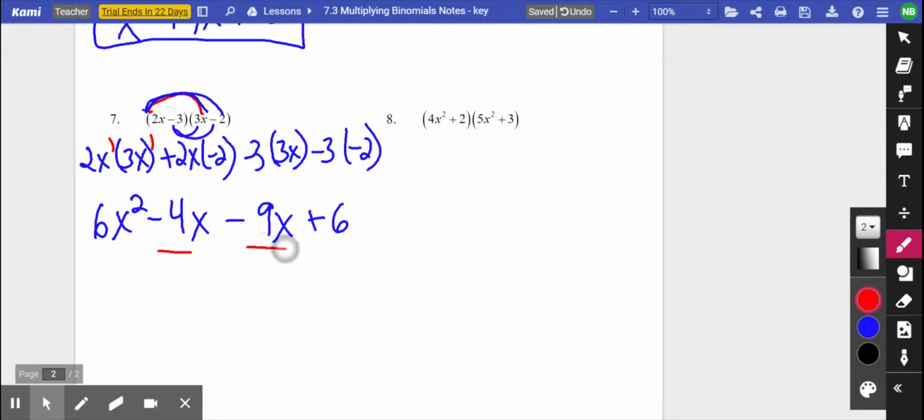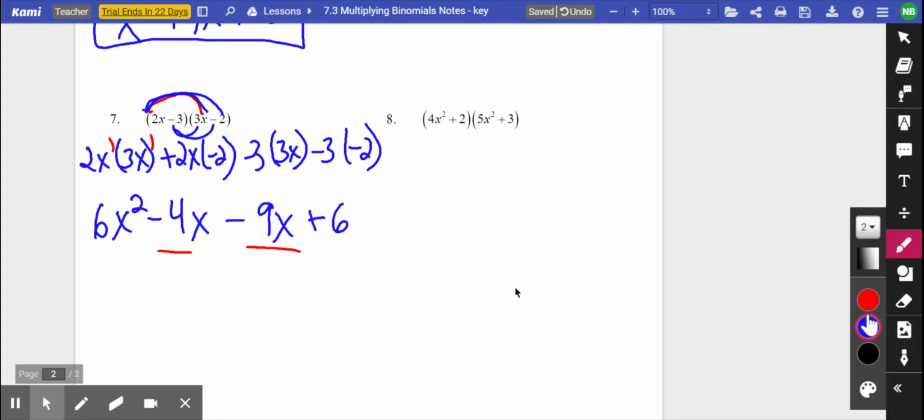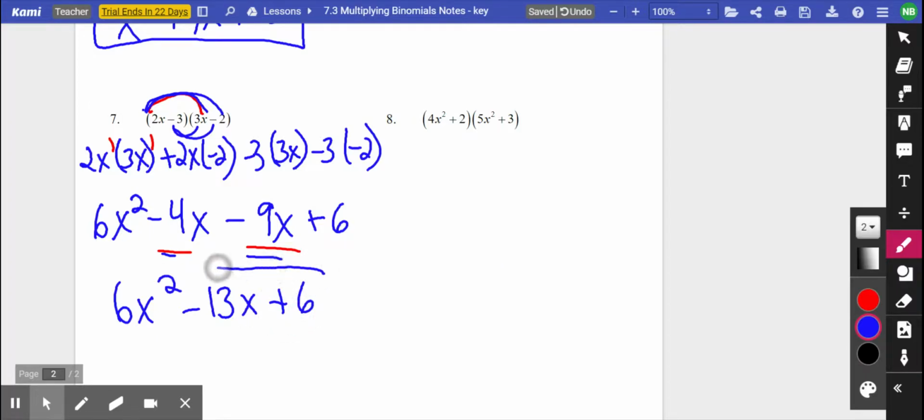And again, I'm going to have these like terms in the middle here. This will always work out this way when we use that FOIL method. So now my final simplified solution is going to be 6x squared minus 13x. Again, be careful with these minus signs. A negative 4 minus 9 more is a negative 13, plus 6.